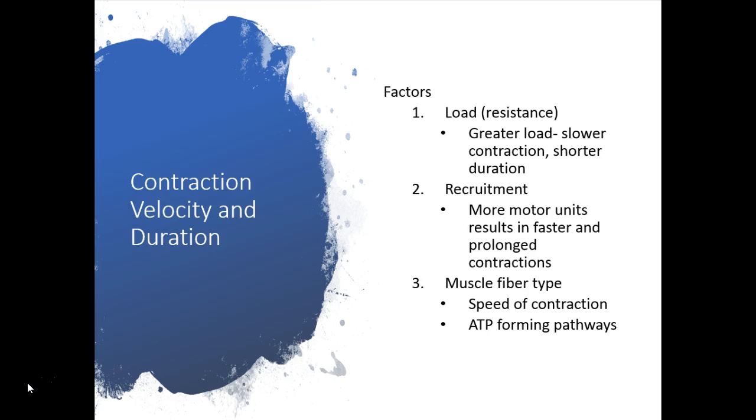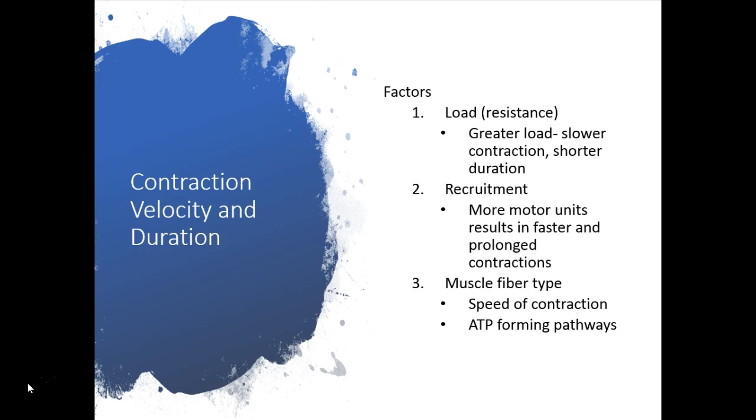do that, so the contraction will be faster and I can hold that contraction for a much longer time than if I'm trying to pick up a 200-pound bag of potatoes. So the load would be greater, therefore the resistance would be greater. We've already mentioned recruitment. The more motor units used in an action of contraction, the faster that contraction will be produced and the longer that contraction can be sustained.